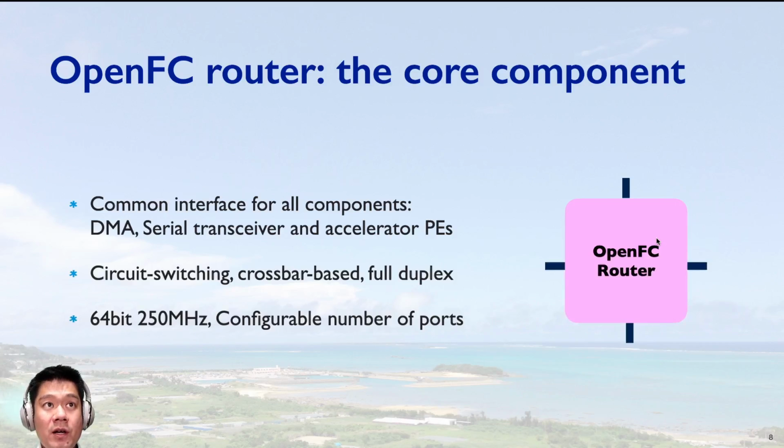So the router is the core component of OpenFC. It provides a common interface to all other components, including DMA, transceivers, and PEs. The interface is full duplex, 64-bit at 250 MHz. Of course, higher frequency is possible in recent, faster FPGAs for more throughput of the router. Also, the number of router ports is configurable at logic synthesis, so we can use it at any scale.